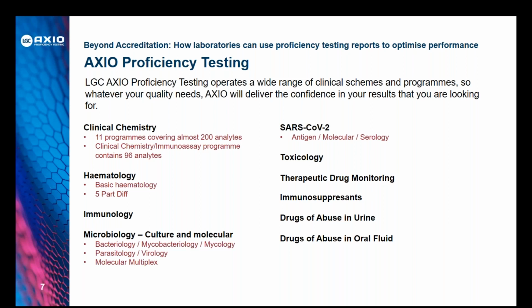analytes. Our range of hematology programs covers the basic hematology and the more advanced 5-part differential program, as well as a number of virtual programs, including blood cell identification. We also have immunology and microbiology for both culture and molecular platforms. We have available the more topical SARS-CoV-2 programs for PCR, antibody, and antigen testing. Additionally, we offer specialist programs for toxicology, therapeutic drug monitoring, immunosuppressants, and drugs of abuse.